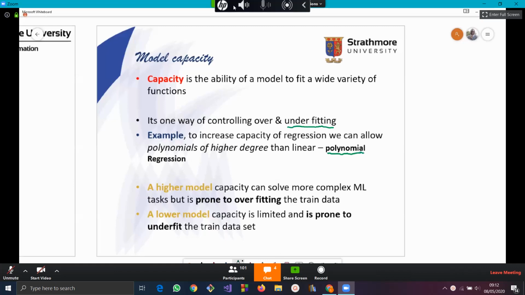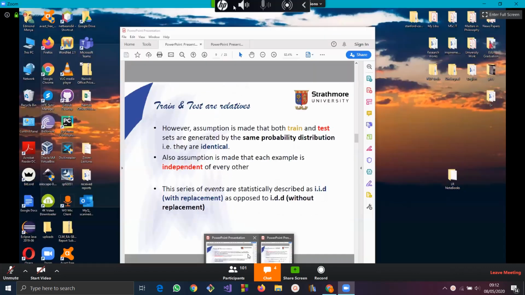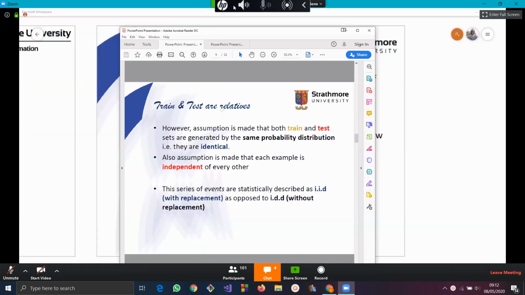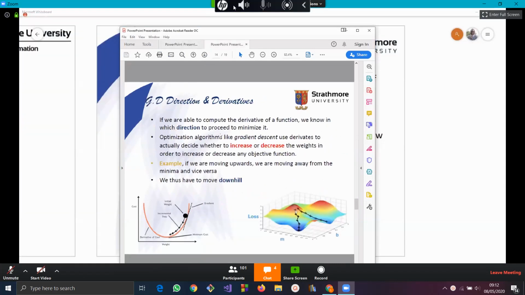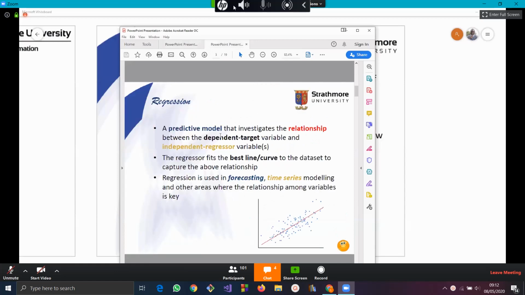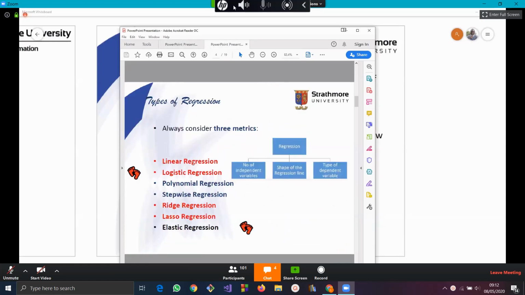You remember from last week, not last week, I keep saying last week, it's on Monday. On Monday, we started by saying we have these types of regression: linear, logistic, polynomial. So you see where polynomial regression is. It's actually here. It's a polynomial regression.